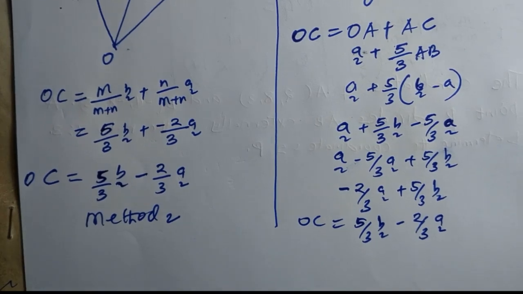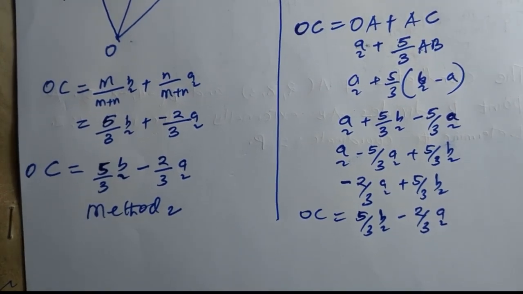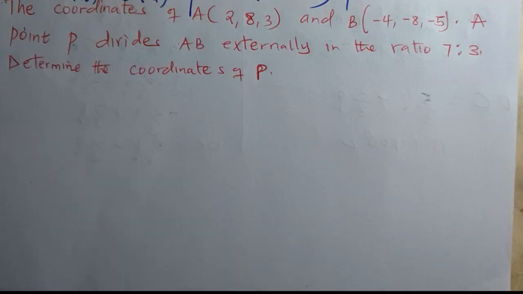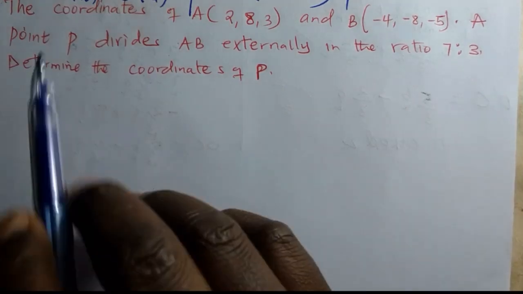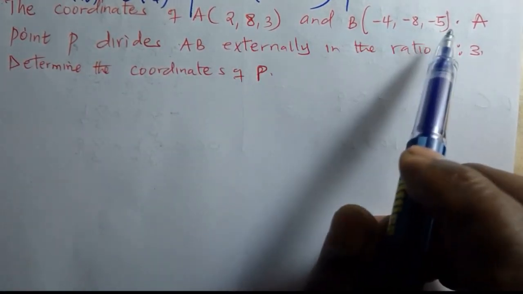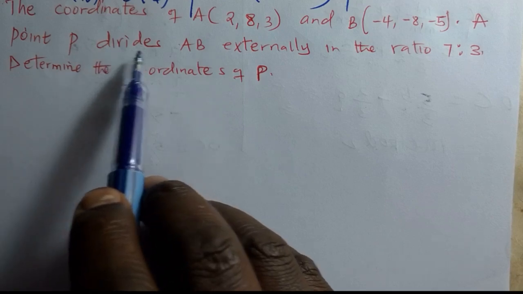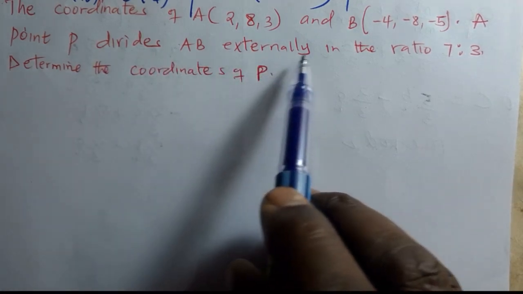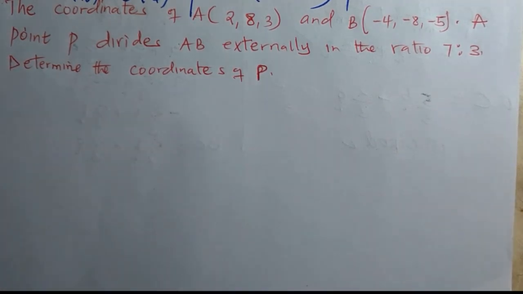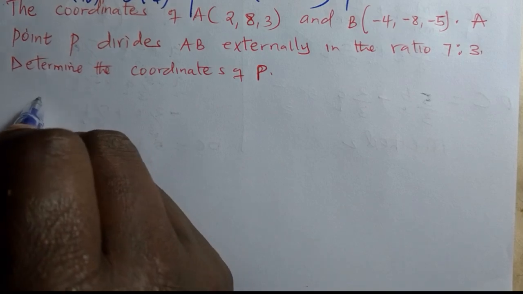As we do more examples, you will be able to see what we are saying. The coordinates of A, this, and B, this one. A point P divides AB externally in the ratio 7 to 3. Determine the coordinates of B. Sketch.